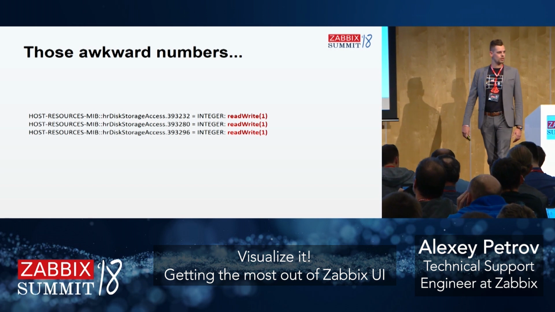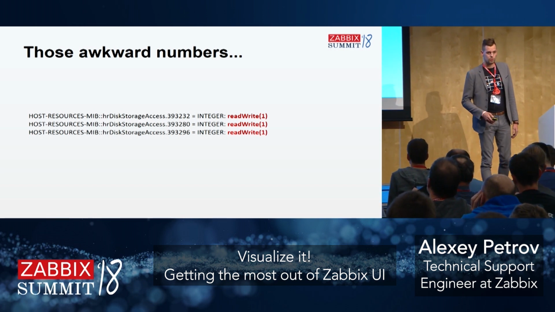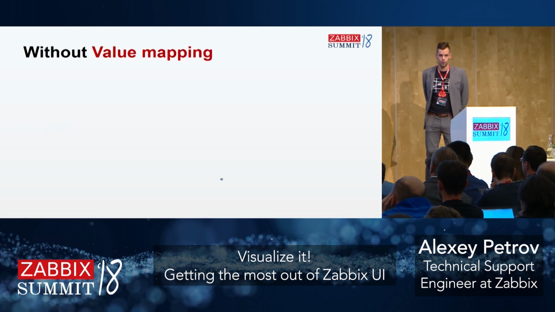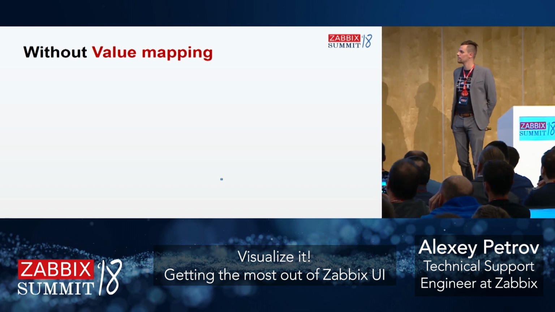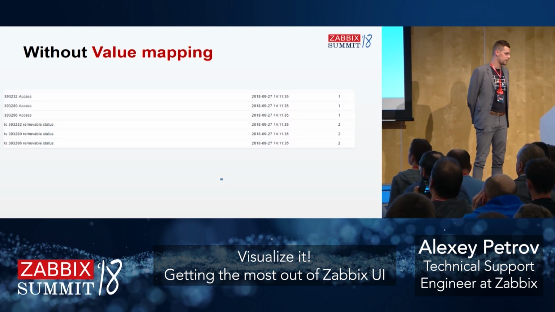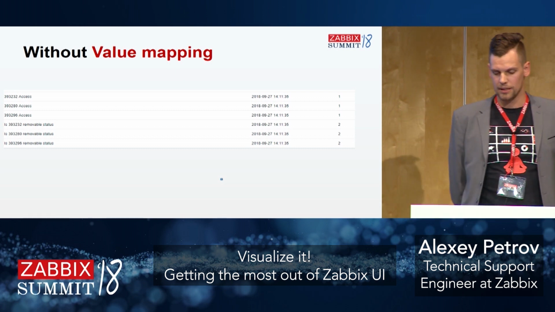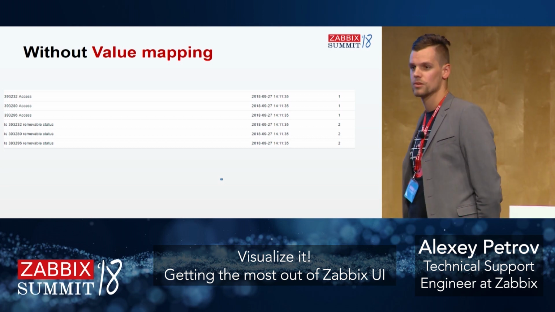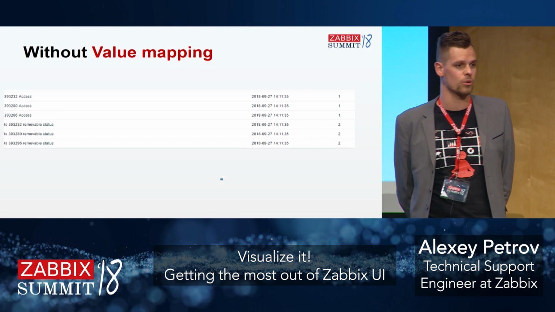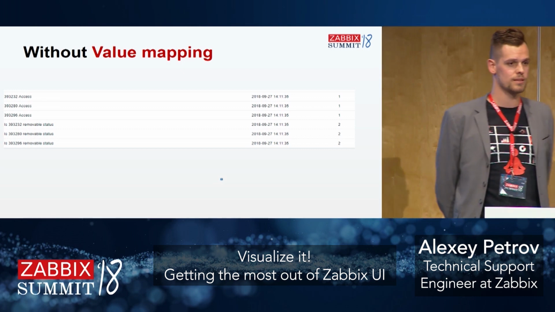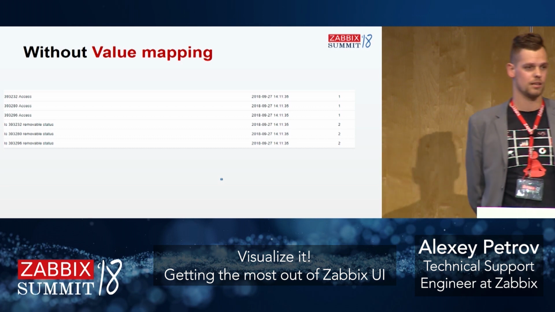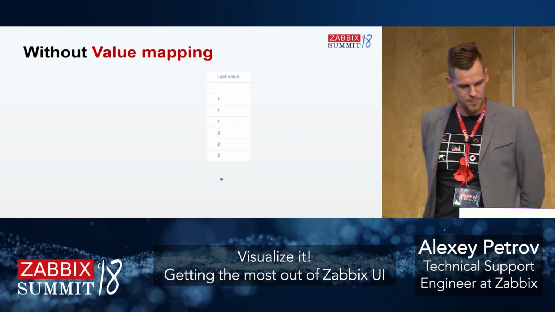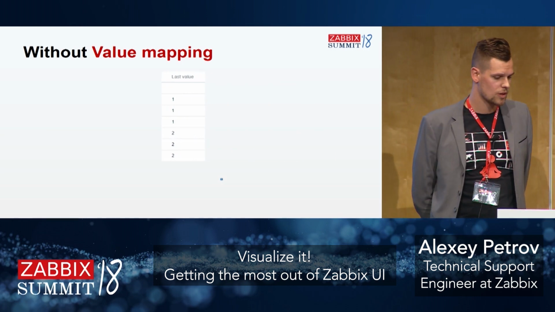With Zabbix, you can apply a value mapping, a cool feature which will allow you to see those values with their meaning. So without value mapping, the access or removable status, but let's focus on the access, it will be just 1, 1, 1, 1, 1. Show it to some new guy who just came to your work and never saw this equipment and say, what is this? He will scratch his head and say, I don't know, mate. So what to do? Apply the value mapping.